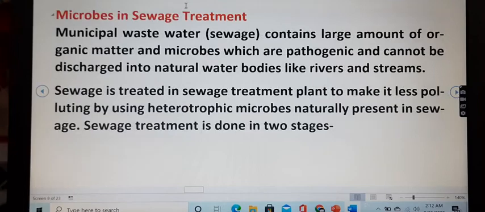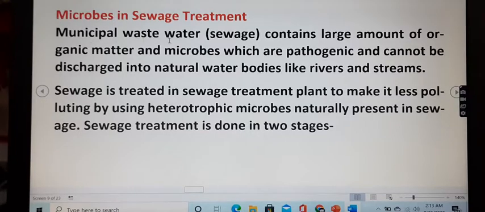Then the next is microbes in sewage treatment. Means a lot of sewage is polluting the water bodies. So if this dirt which is coming in the sewage is treated and made harmless, and then dumped into the water bodies, it will not cause pollution in the water bodies. So in this case also the microbes are used.